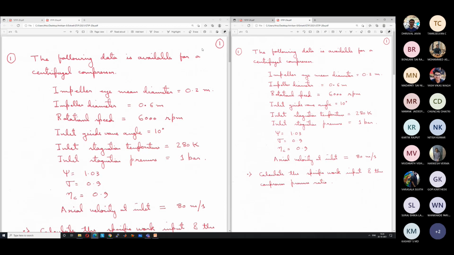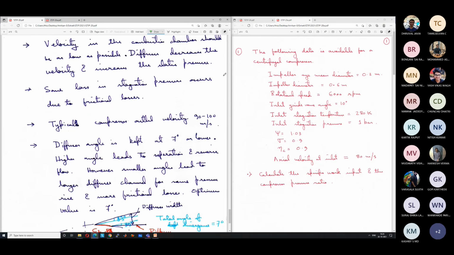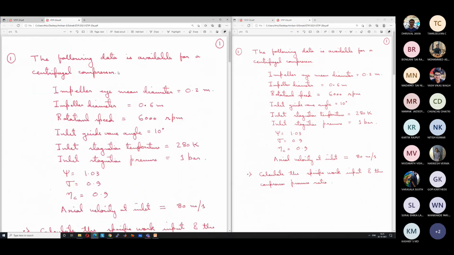So you can see that the page numbers will not match with the page numbers that I'm using here, because last year I had less time, so I could not teach these problems.